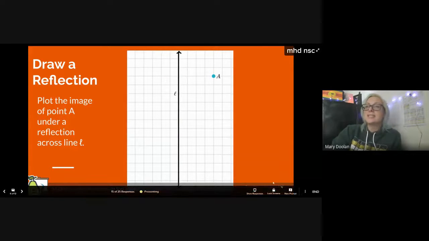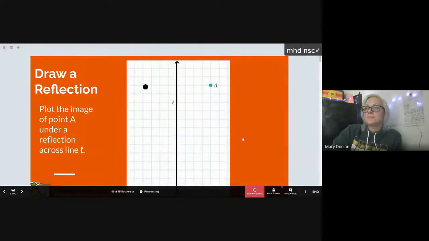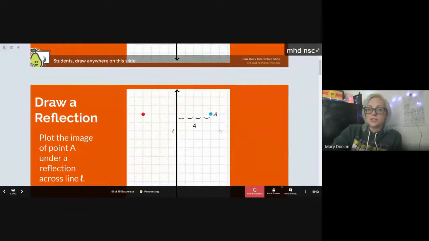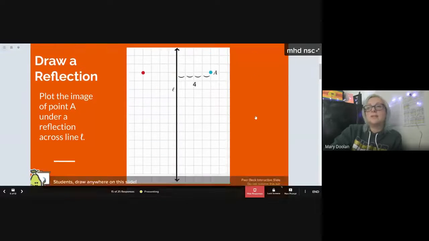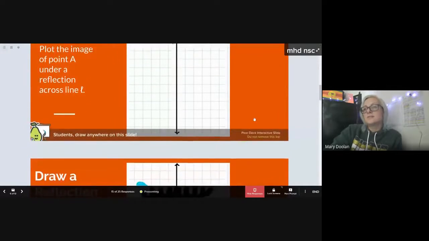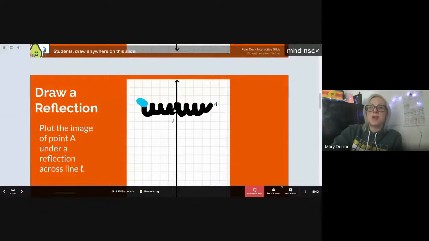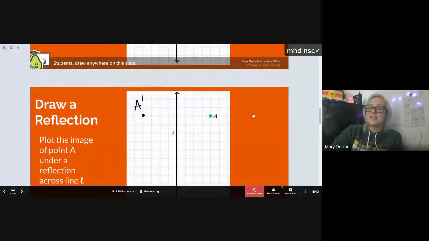So for slide 6, it said draw reflection, plot the image of point A under a reflection across line L. And so this is an example that works. They're showing their work with this little like counting how many away. That's fine. This works. They're showing the process. That's good. I really like this one because not only did they do it correctly, they also labeled it A prime, which is really nice.